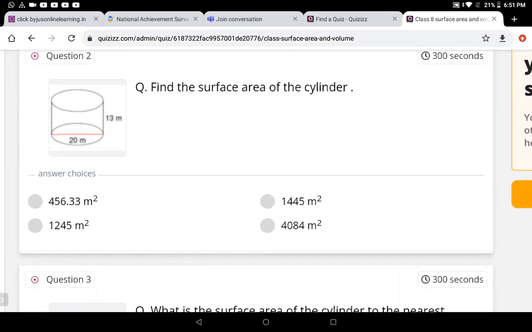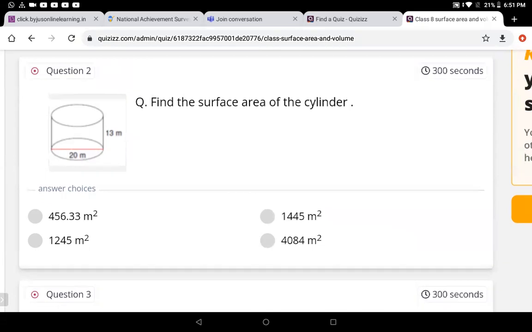Find the surface area of the cylinder. First of all, tell the surface area of cylinder?